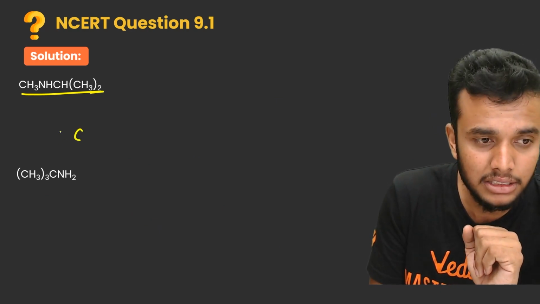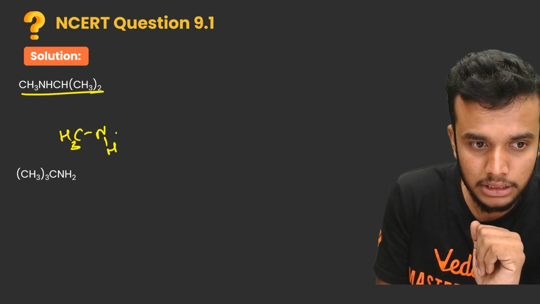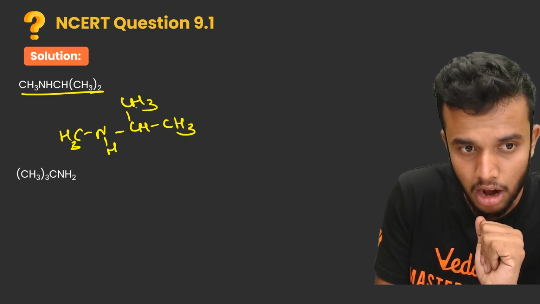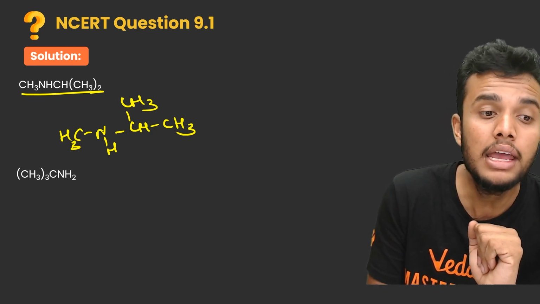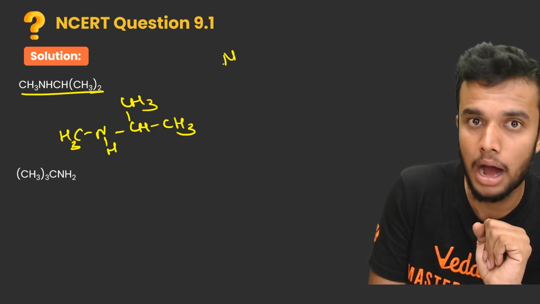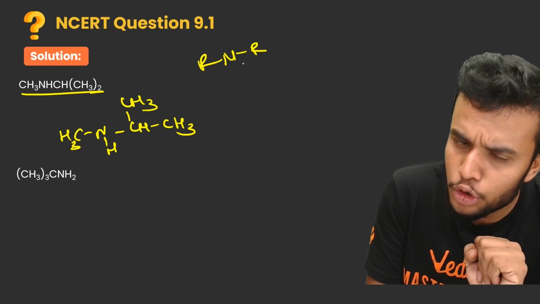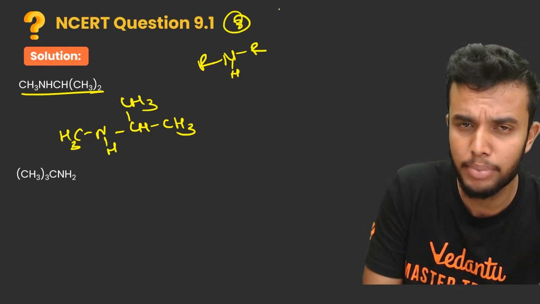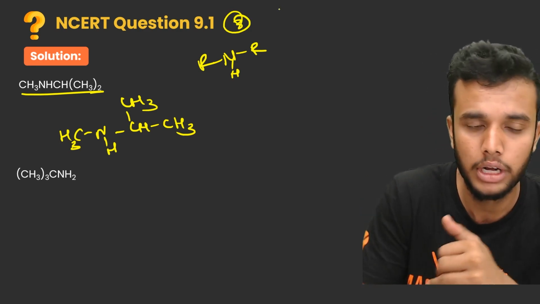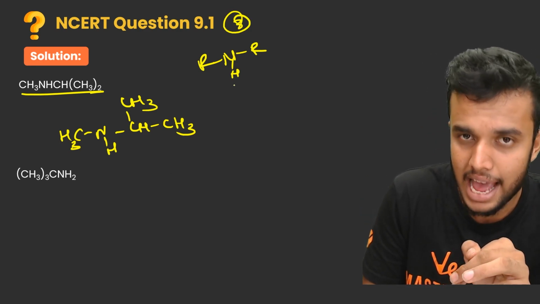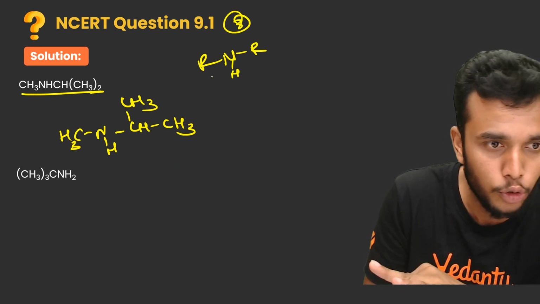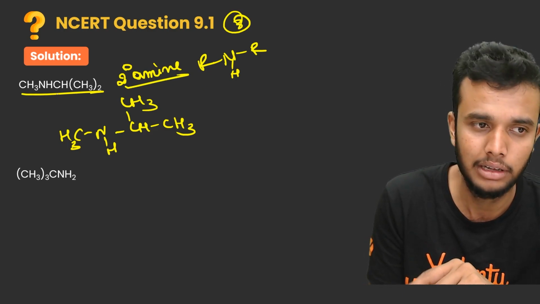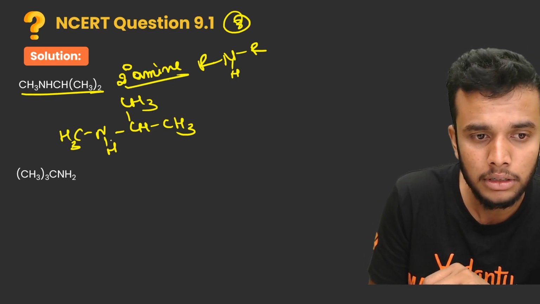Let's write the structure. CH3 NH CH3 and CH3. This is the compound. This is the structure of the compound, right? Here the N group, the amine group, is attached to 2 different R groups and 1 hydrogen. What is the valency of nitrogen? It's 3, right? 3 and 5 depends upon the counter ion. That's why the N group is attached to 2 different R groups. That's why this compound is a secondary amine compound, right?